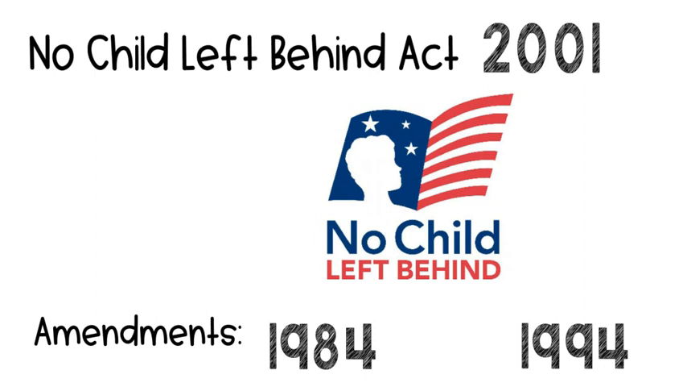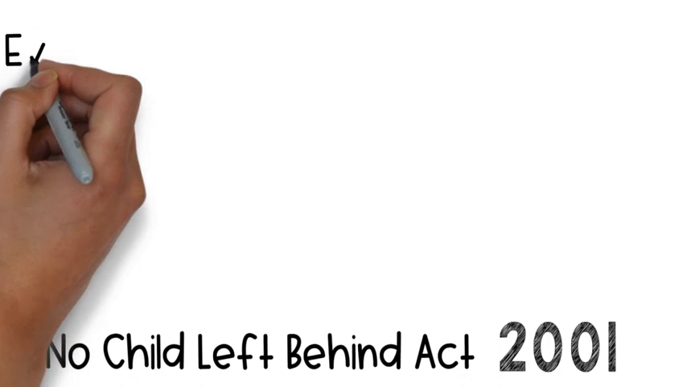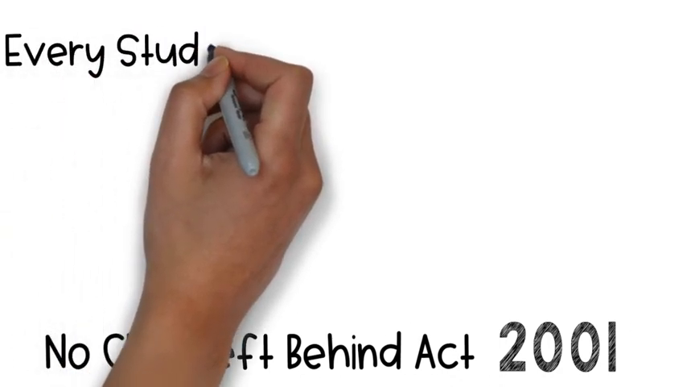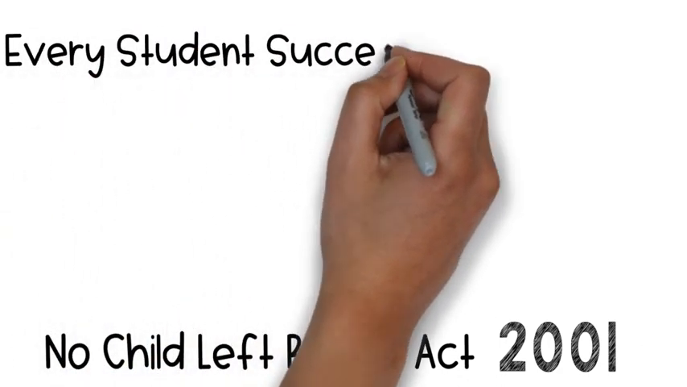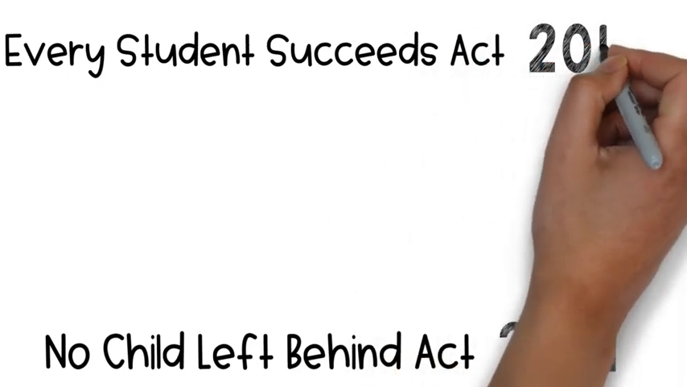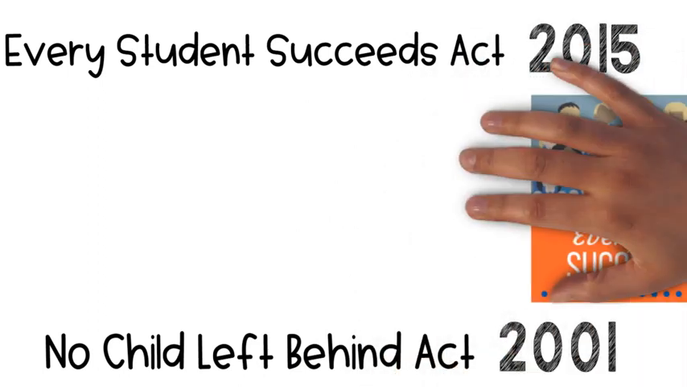The accountability came in the form of high-stakes testing. All ELL students had to show progress on the annual achievement test. No Child Left Behind was replaced in 2015 by the Every Student Succeeds Act. Its full implementation was to take place during the 2017-2018 school year.